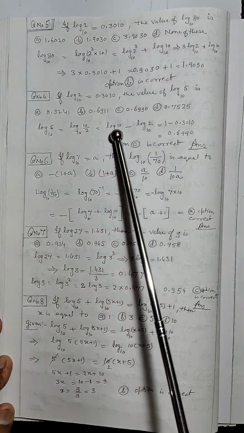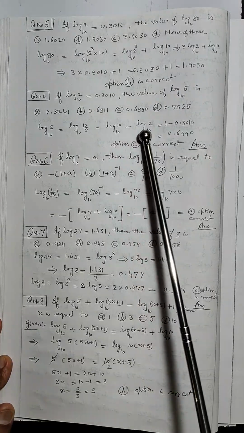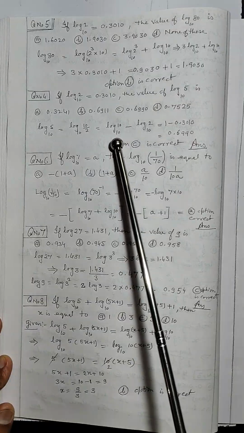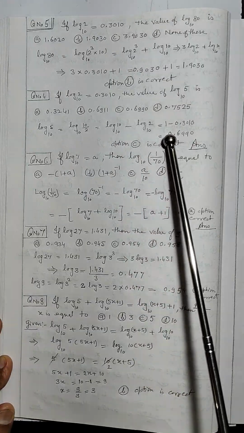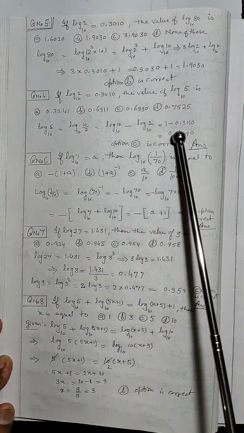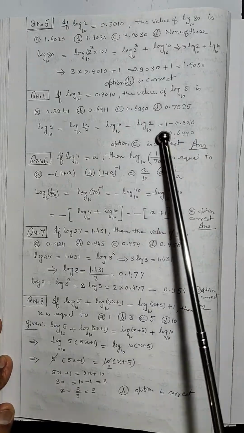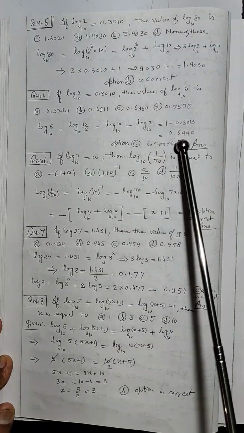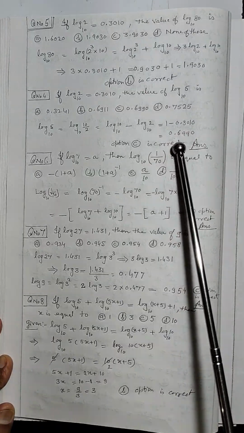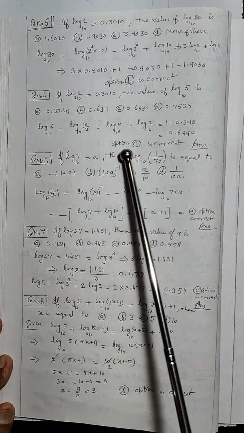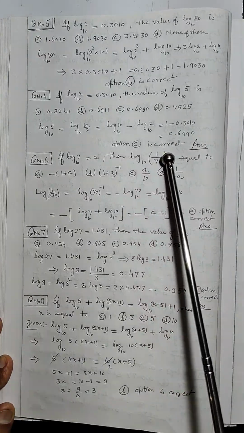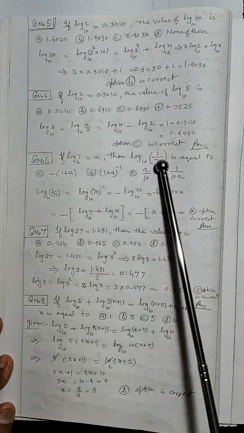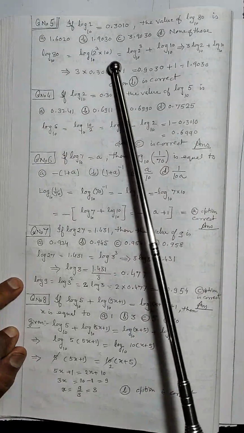will be equal to log of 10 to the base 10 minus log of 2 to the base 10, and log of 10 to the base 10 will be equal to 1. So log of 2 is given, that is 0.301. So 1 minus 0.3010 will be equal to 0.6990. So option C is the correct option. Now come to question number 5.